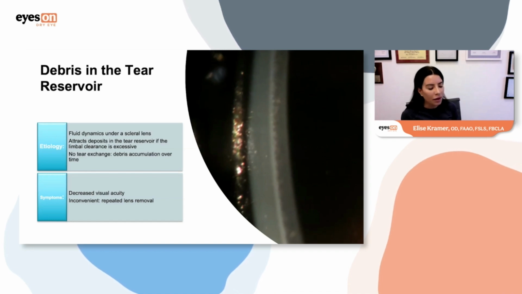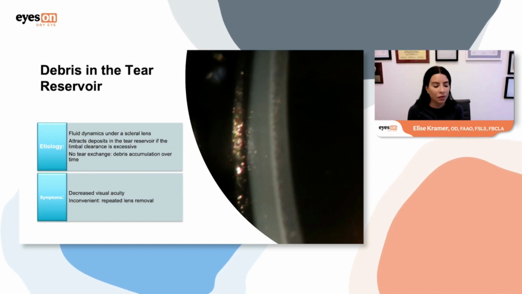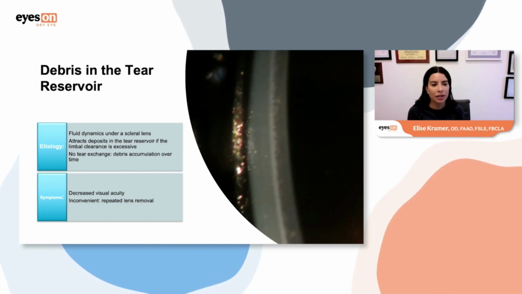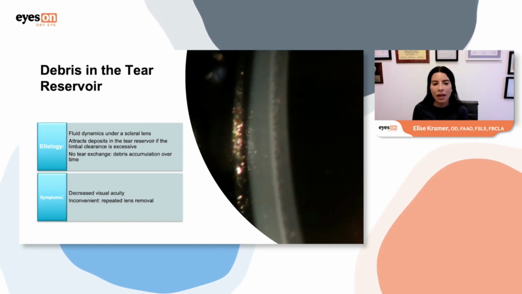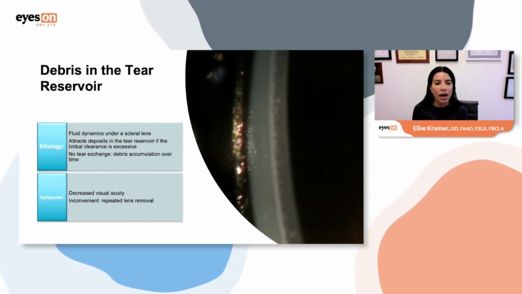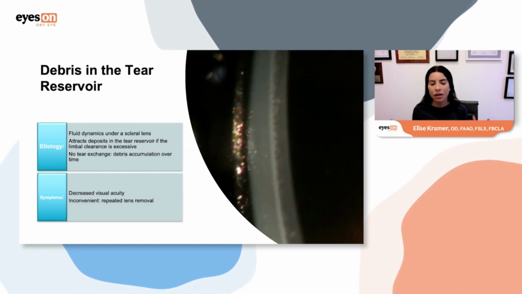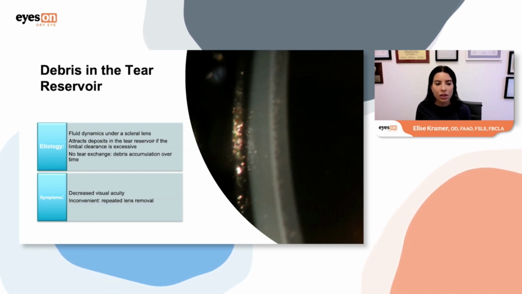Other things that can happen in ocular surface disease is when you have debris in the tear film reservoir, so this time underneath the lens. This happens by fluid dynamics under the scleral lens, which basically attract deposits. There's negative pressure that is attracting deposits from the tear film, from the eyelids, from the eyelashes into the tear film reservoir if the limbal clearance is excessive. And also, if there's no tear exchange at all, this can cause a lot of debris accumulation over time. So this will cause decreased visual acuity.